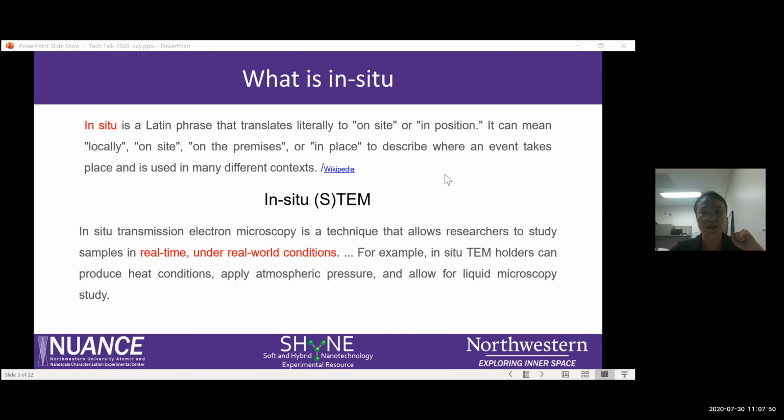The first one, what is in situ? We're always talking about in situ. The word originally comes from Latin, meaning locally, on site, where an event takes place, and it is used in many different contexts. When we apply in situ to TEM, we mean in situ scanning and transmission electron microscopy, which allows researchers to study samples in real time under real-world conditions. For example, we can do in situ heating, in situ atmosphere, in situ gas, and in situ liquid experiments.